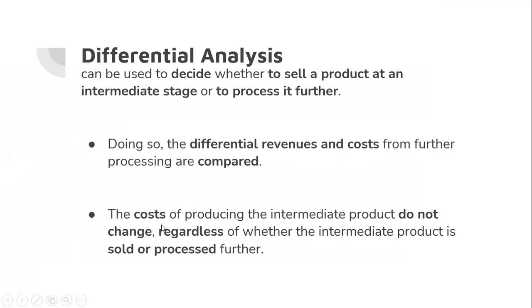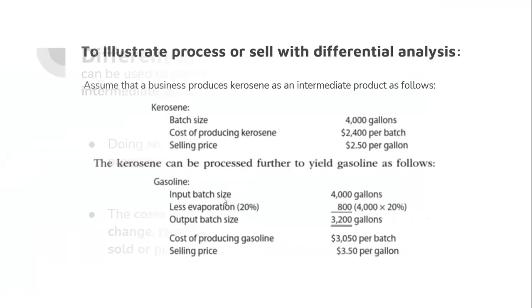But to illustrate, assume that a business produces kerosene as an intermediate product as follows. Batch size 4,000 gallons. Cost of producing kerosene is $2,400 per batch. Selling price is $2.50 per gallon. The kerosene can be processed further to yield gasoline as follows.